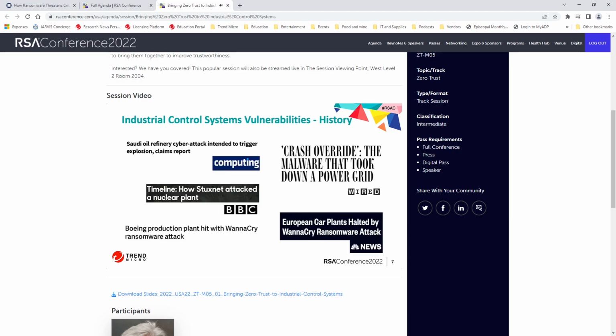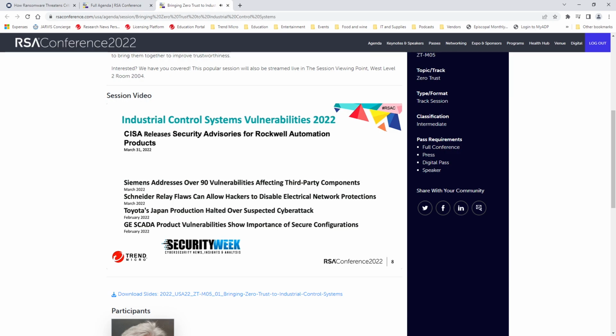So vulnerabilities, these all have been noteworthy ones from history. The Saudi oil refinery attack where they disabled safety systems, the Stuxnet attacks, of course. WannaCry hit Boeing, that was 3, 4, 5 years ago, and so on. And then more recently, these are just attacks that came out in the first quarter this year. Rockwell Automation, Schneider, Siemens, GE, Toyota. They've all had problems that have damaged their industrial control systems with significant consequences for the users.